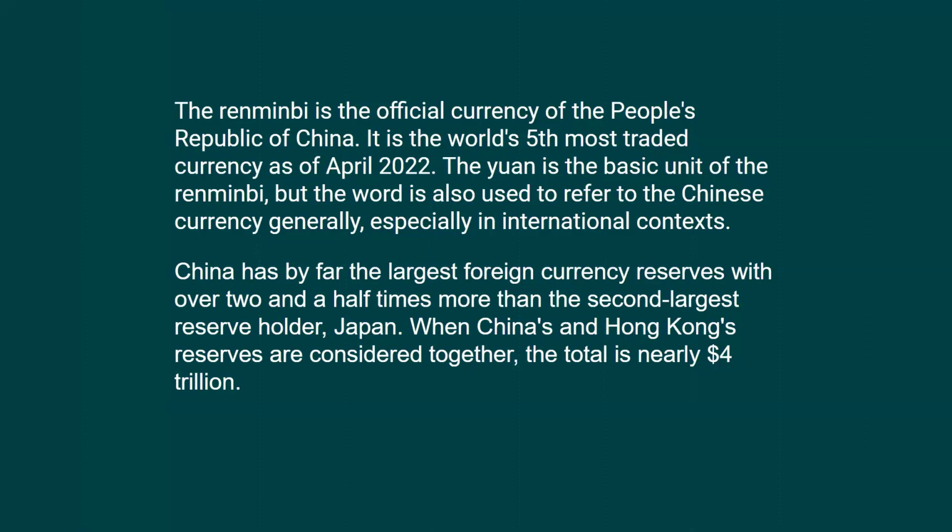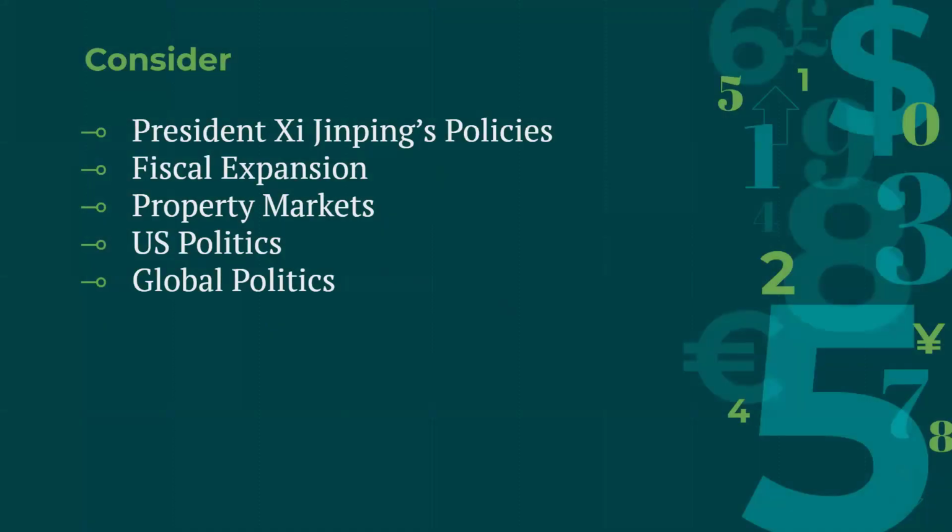They do have by far the largest foreign currency reserve, with over 2.5 times more than the second largest holder, Japan. And when you put China and Hong Kong reserves together, they were over $4 trillion. The reason for that is, of course, for the past 20 years, China has become a big exporter. So they're involved with the whole economy, and that's why they've been holding their money. But as you will see going forward, and as we've experienced in the past year and a half or so, President Xi Jinping's policies have really affected their economy.